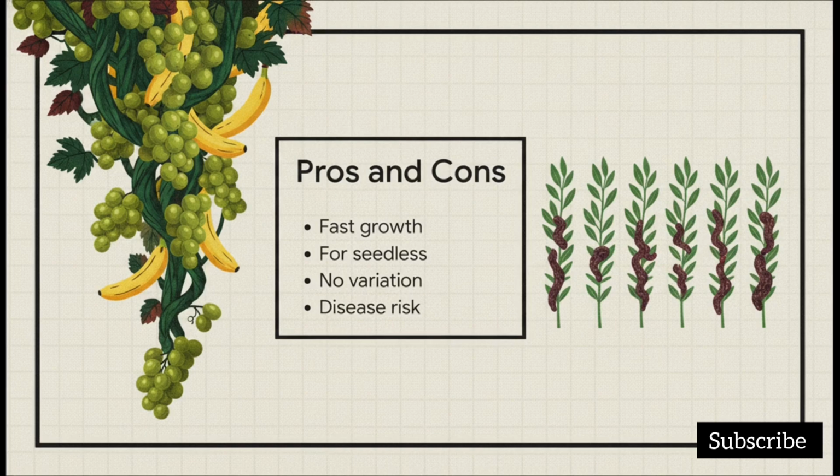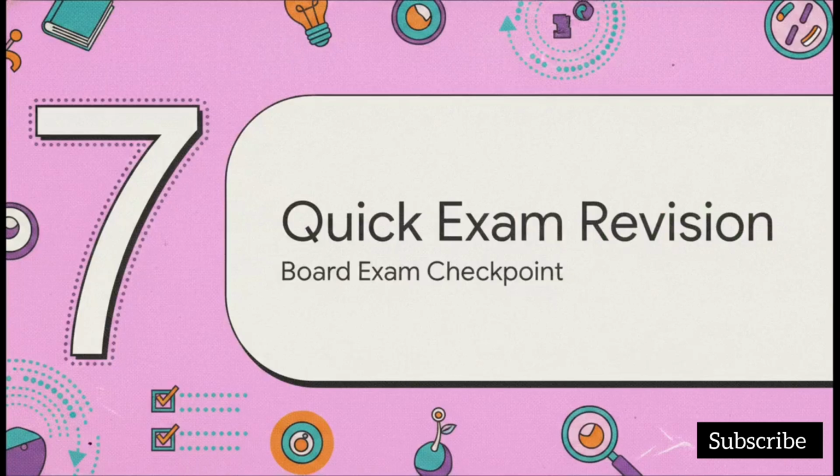But check out the cons. Because there is absolutely no genetic variation, every single plant is a clone. This means if a new disease hits, it spreads easily and could potentially wipe out an entire crop in a matter of days.